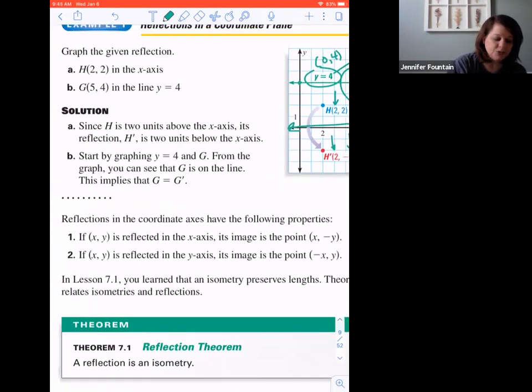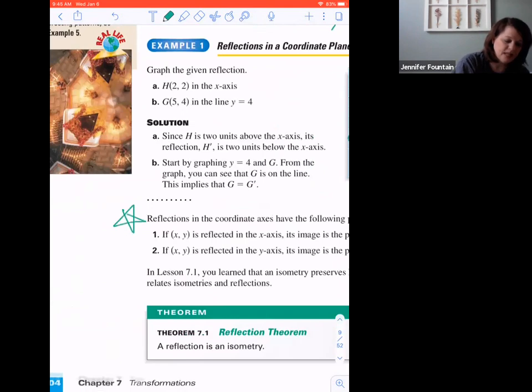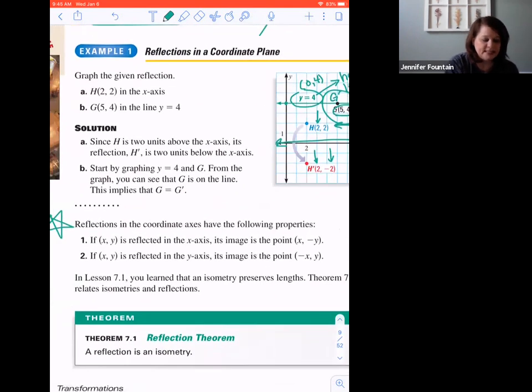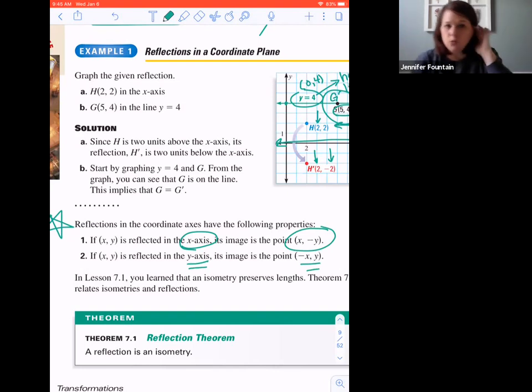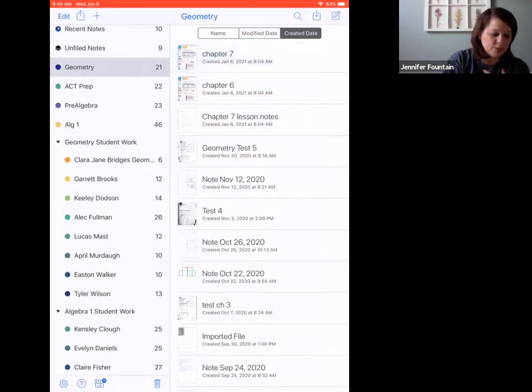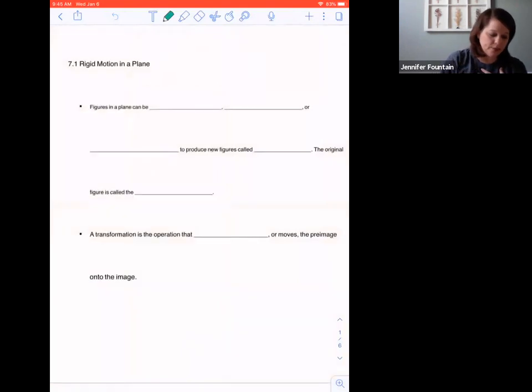That's what it's telling us right here: reflections in the coordinate axes have the following properties. (x, y) reflected over the x-axis becomes (x, negative y). If (x, y) is reflected over the y-axis, then you have (negative x, y). That's just telling you how those change. That may be something you want to add onto your little note sheet, because I did not put that on there. So let me pull that up real quick and we'll add that. There may be times when we're going through lesson notes and we want to add something.